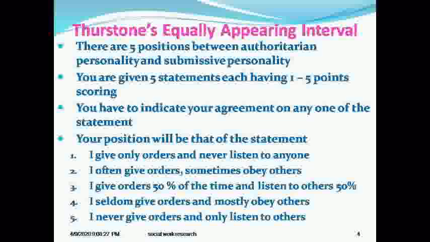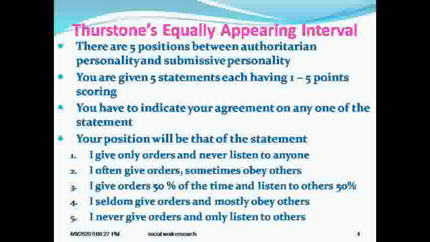What is Thurstone's equally appearing interval? In this case, we administer just 5 statements. Each statement refers to one position from 2 extremes. So there are 5 positions between authoritarian personality and submissive personality. Here we have shown a sample of a psychological scale that measures assertiveness or authoritarian personality.